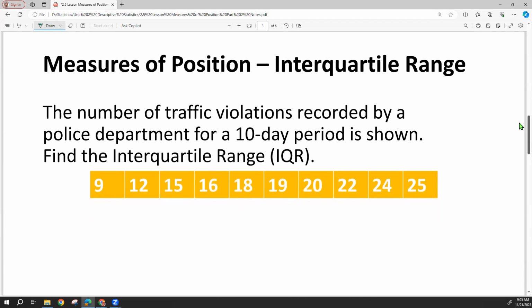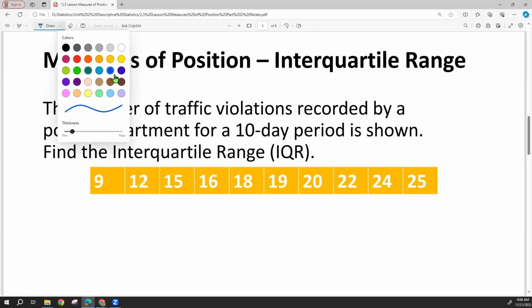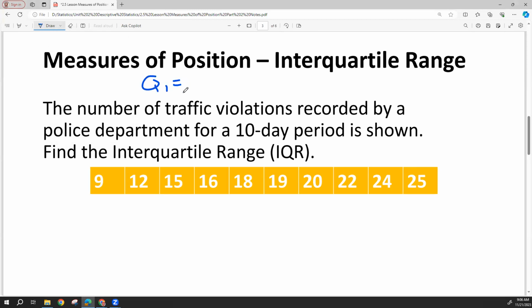We can use those quartiles to find this measure of range called the interquartile range. Interquartile range probably indicates to you that we're going to be using our quartiles. So we have our Q1 from the first page, which was 15, and Q3 is 22. Our interquartile range is the range between Q1 and Q3.